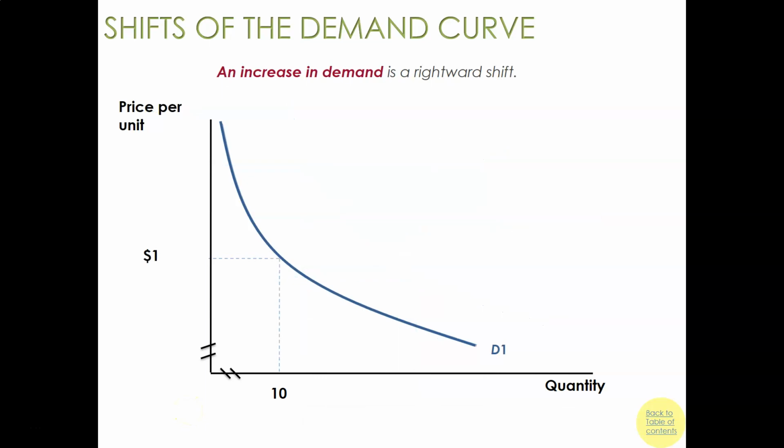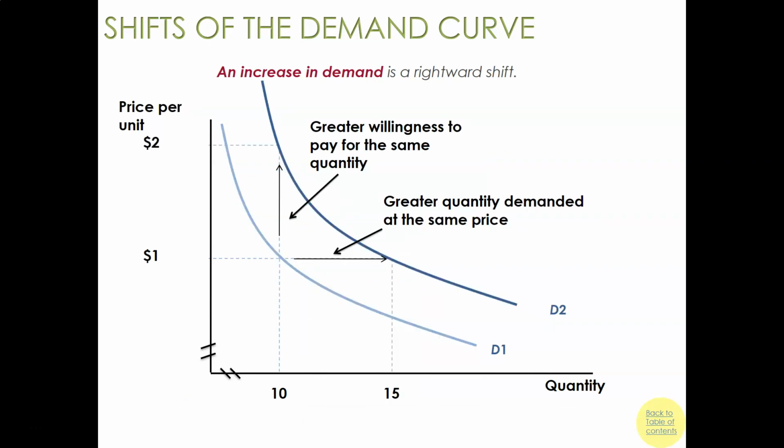An increase in demand is a rightward shift, right? And so there's a greater willingness to pay for the same quantity. That is, at 10 units, consumers are now willing to pay $2 rather than $1. And there's also a greater quantity demanded at the same price. So at the $1 price, people now want 15 units rather than 10. So that's the description then of an increase in demand.